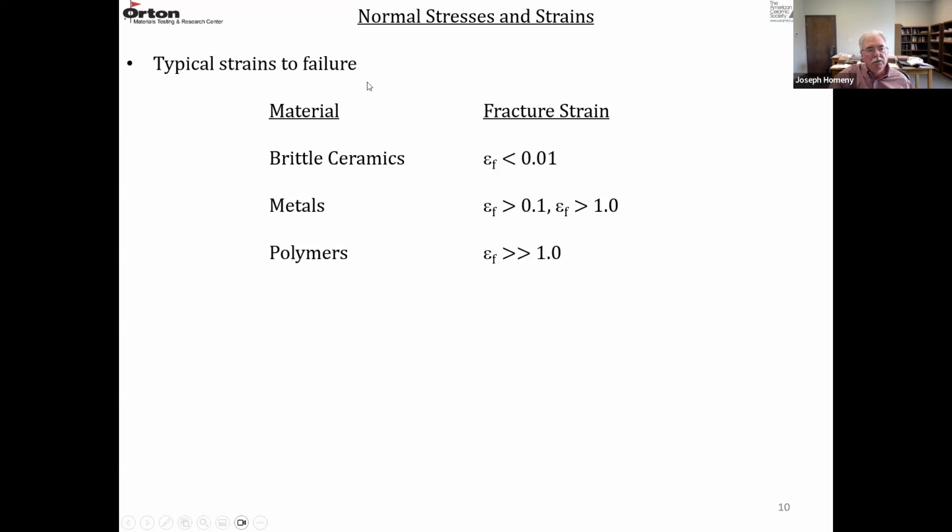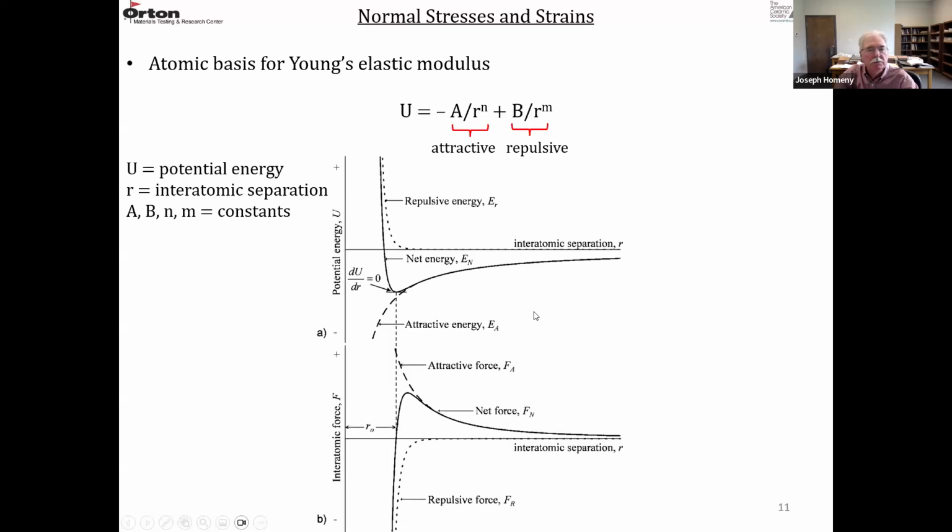So I've listed some typical strains to failure. Brittle ceramics such as a refractory material, the strains to failure are very small, 0.01. Metals, the strains to failure are usually greater than 0.1 or even greater than 1. And polymers, the strains to failure are usually much greater than 1. So brittle materials have very small strains to failure.